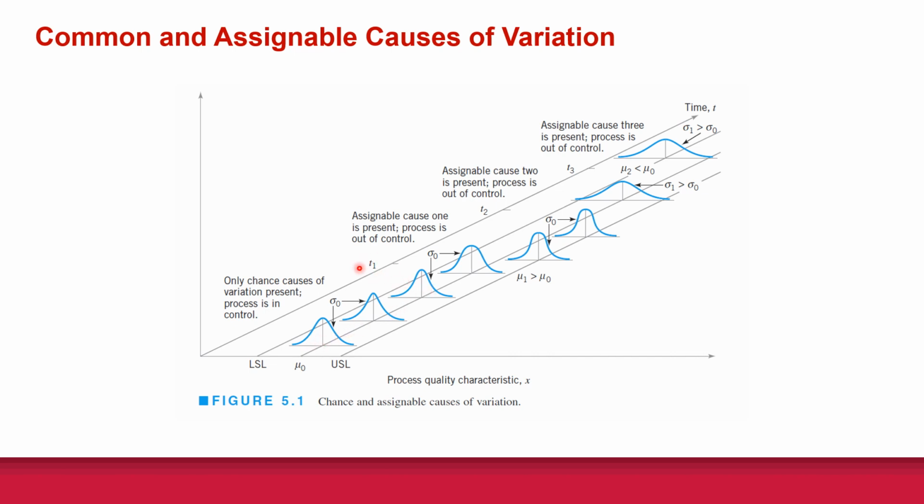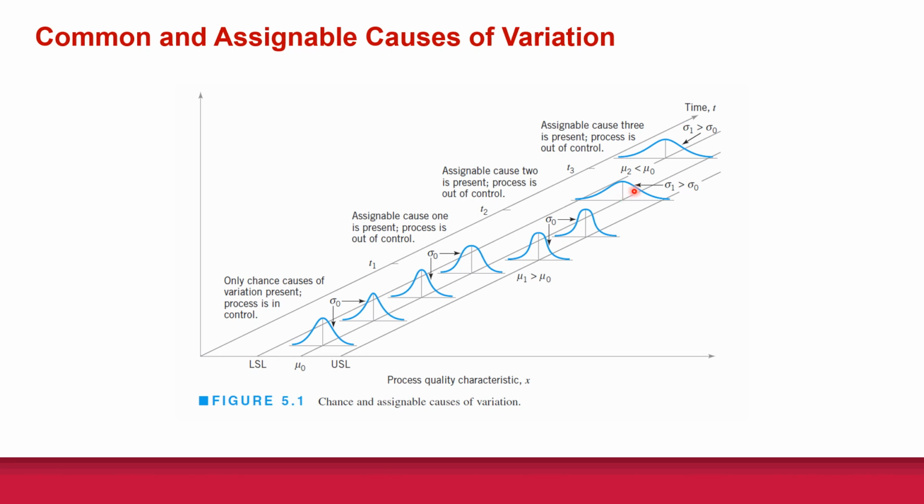Now, what happens here at T1? If you look, an assignable cause occurs, and the effect is to shift the mean to a new mean. So here, the mean jumps up to mu1, and at this point, this process is out of control. And so it continues on. Time T2 here, we take another sample. And what happens now is the mean shifts back to its regular value, but now the standard deviation expands, and this is the result of another assignable cause variation.